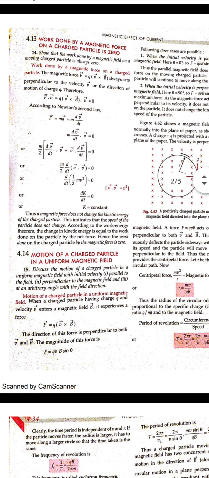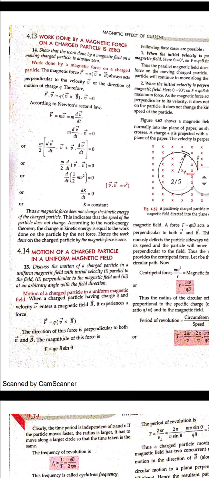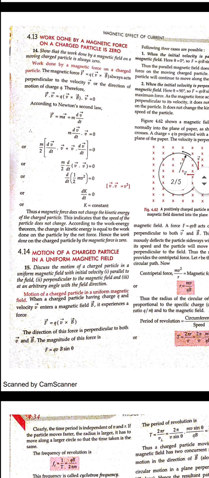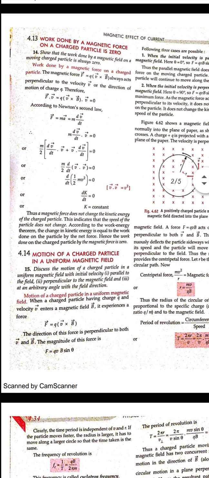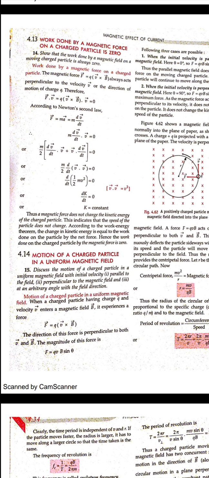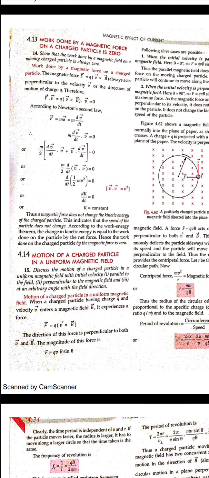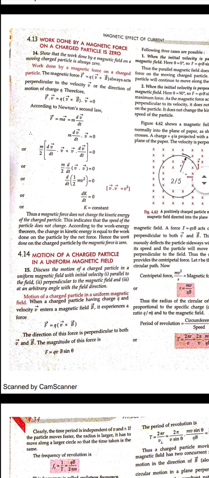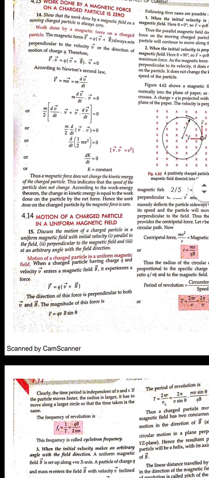On differentiating, we use the product rule for differentiation. So this is given by m by 2 times dv by dt dot v plus v dot dv by dt, and this d by dt of v dot v is v square. After the bracket is closed, it is m by 2, and if that m by 2 comes inside, it is d by dt of half m v square. And what this half m v square tells us about is the kinetic energy. So d by dt of kinetic energy is 0.